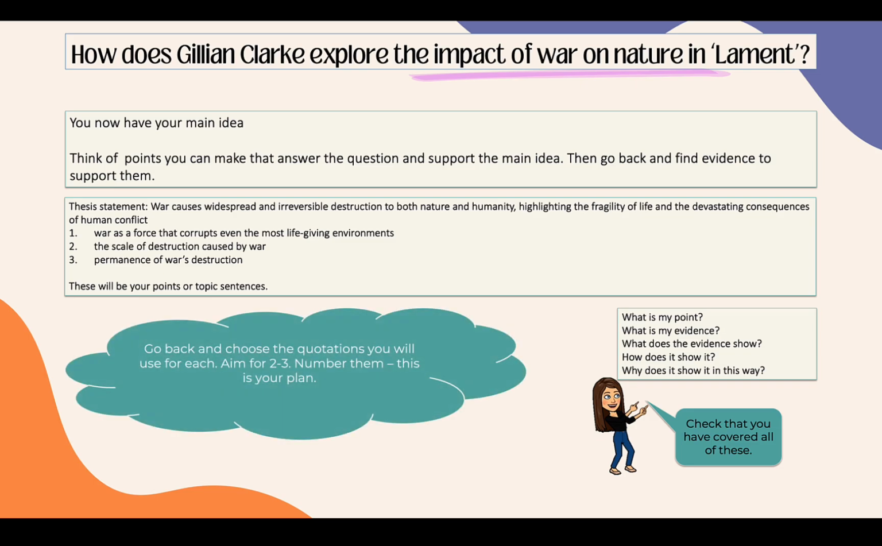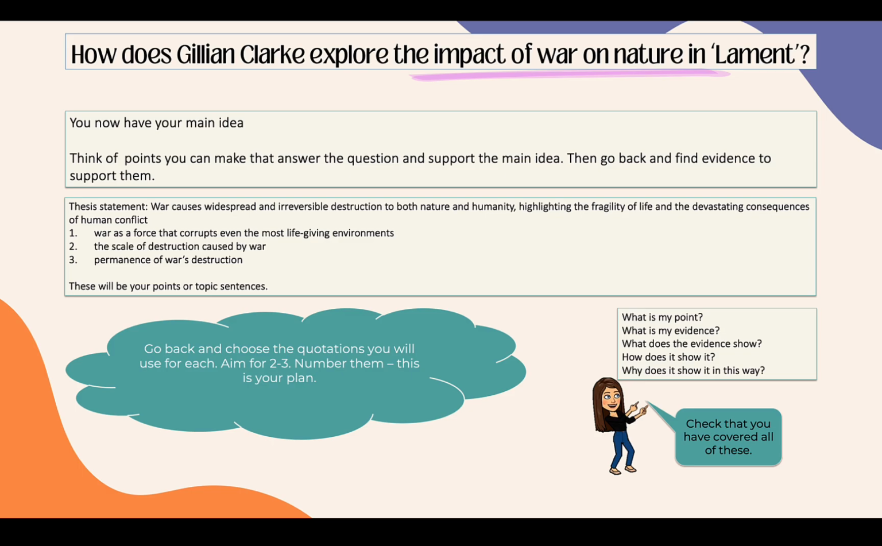So now we're going to go back, choose the quotations that we're going to use for each point in the plan. I'm going to aim for 2 to 3 quotations per point. So your point, sometimes one point is a paragraph. Everybody always wants to know, how many paragraphs do I need to put in an essay? And that's really difficult to say. You just need to make sure that you've roughly got 3 points, because that means that you've got breadth, you're covering a lot of ideas in the poem, and that you've got multiple quotations per point.